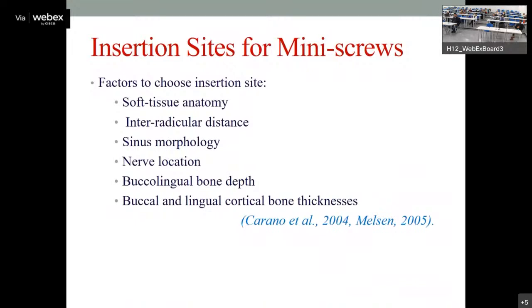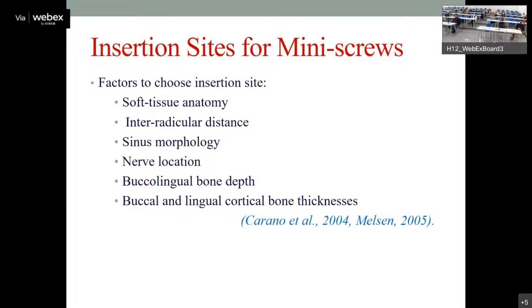While inserting your micro screw, you need to take care of these anatomical landmarks. You need to look at the soft tissue anatomy. You need to look at the interradicular distance, so you need to be away from the roots, not to hit them. You need to look at the sinus morphology in the maxilla, nerve location, especially mental nerve in the mandible, buccolingual bone depth.